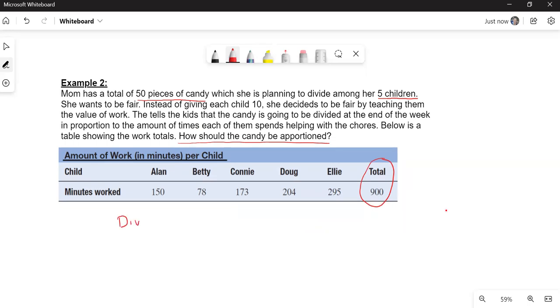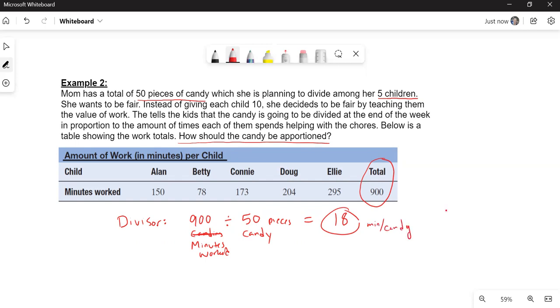So the first thing we want to do is figure out our divisor. You're going to divide, I shouldn't say 900 pieces of candy, I said that wrong. Our 900 minutes worked, all right? Got to get this straight. 900 minutes worked. We're going to divide that by our 50 pieces of candy. And so what that will tell us is approximately how many minutes you have to work to get a piece of candy. In this case, it's going to be 18. That's our divisor, 18. Again, that represents 18 minutes per individual candy.